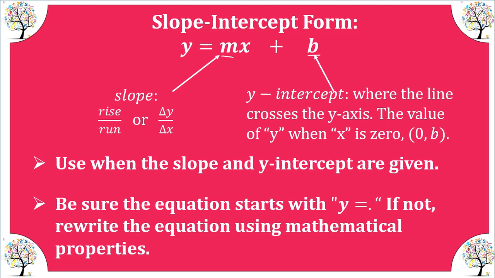And if we were to write this as an ordered pair, it would be when x is 0. So it would be 0, b would be the ordered pair. And this value, the y value, is our b value for our equation in slope-intercept form.